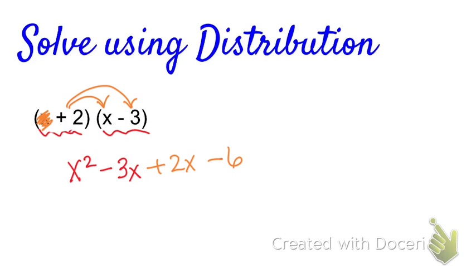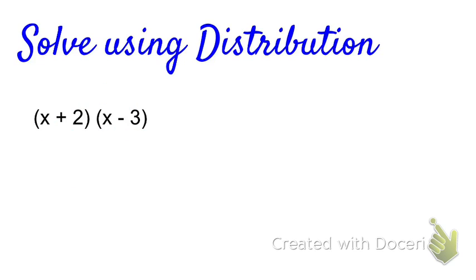Now that you've multiplied everything, you always combine any like terms. Remember, like terms always have the same variable and the same exponent. So these are the only two that are like terms, not the x squared because it has a 2 as an exponent. So we're left with x squared minus 3x plus 2x is negative 1x, and then you have your minus 6.